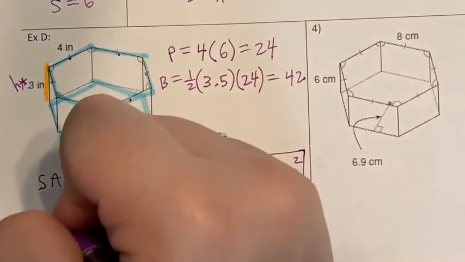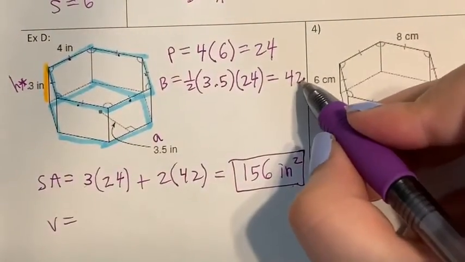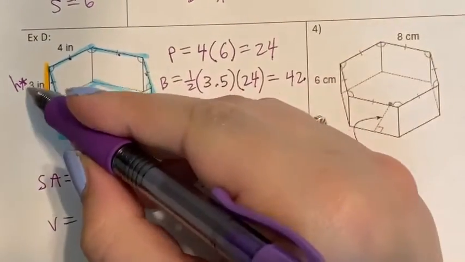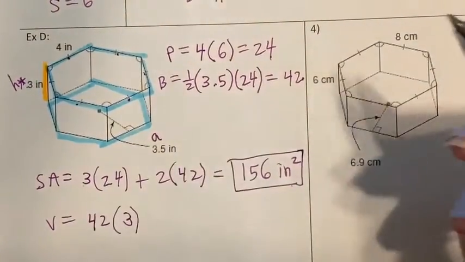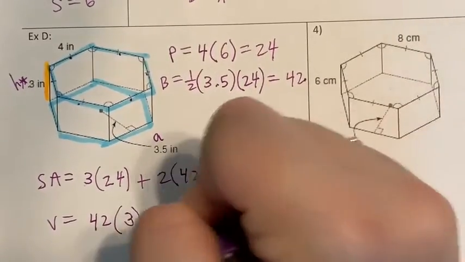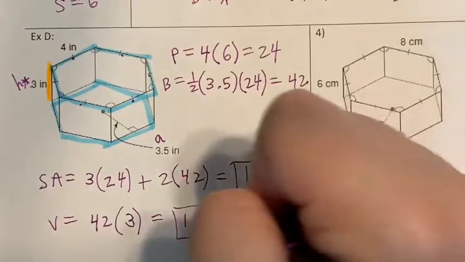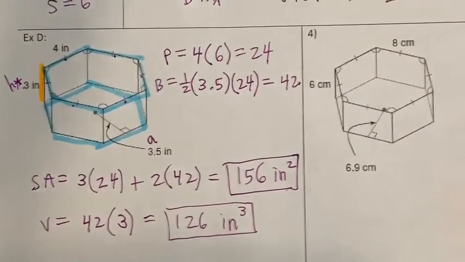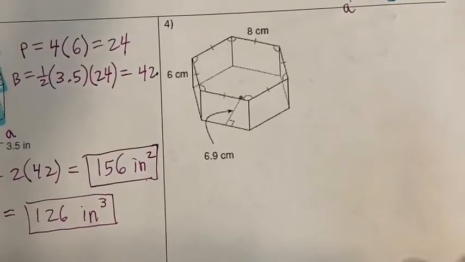And then for volume, I'm doing base times height. My big B for base is 42 times my height, my true height. How much it's being stacked is 3. And I get 126 cubic inches for my volume. At this time, you can go ahead, pause the video, and see what you come up with for U-Try 4.